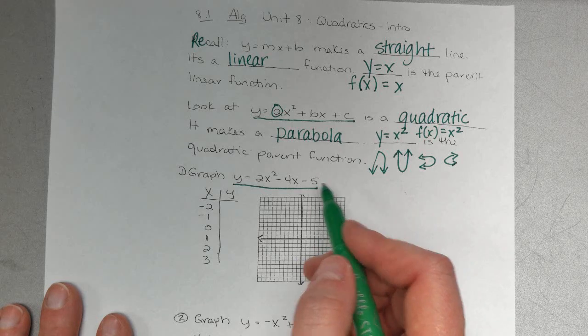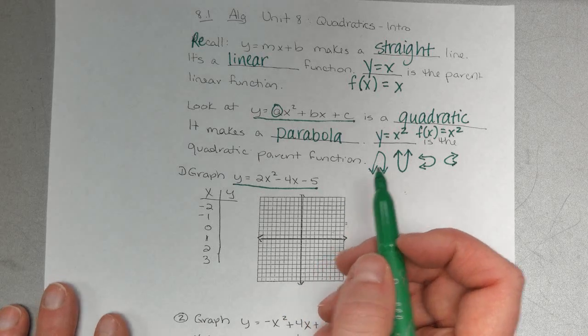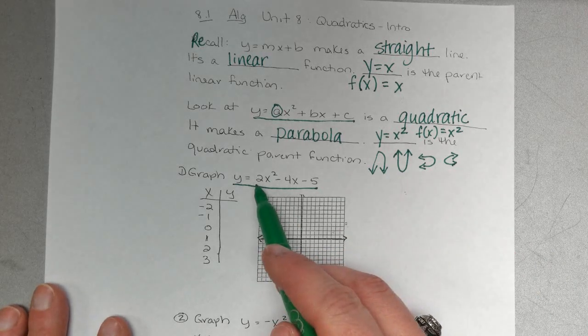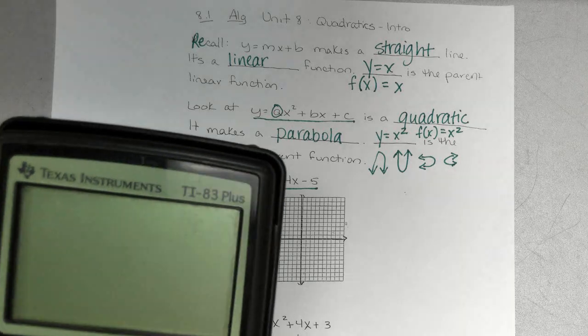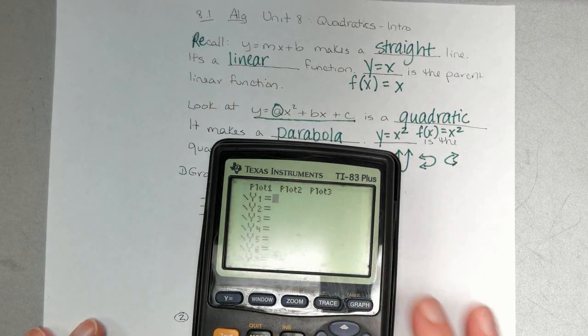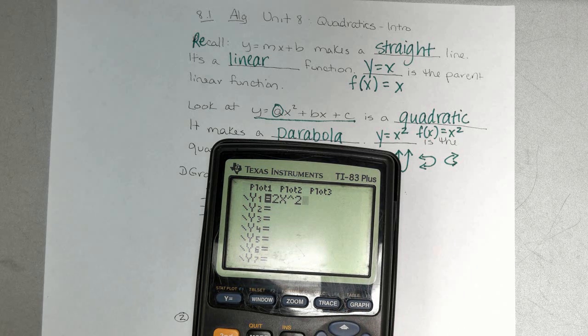And then we could use the y equals screen to complete our table. So that's what we're going to do, is we're going to put that in our calculator. Let me run and get one. And I'm going to put it in y equals 2x squared minus 4x minus 5. Okay. 2x squared minus 4x minus 5.